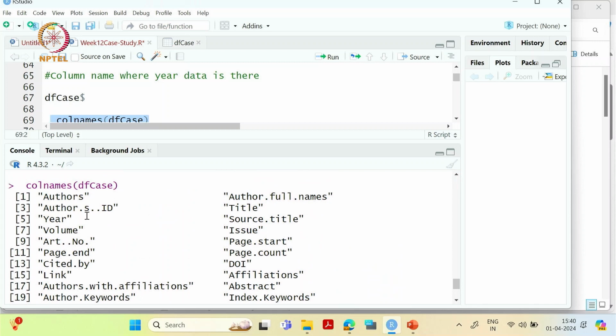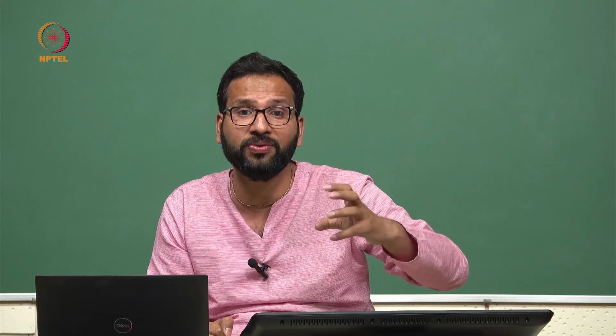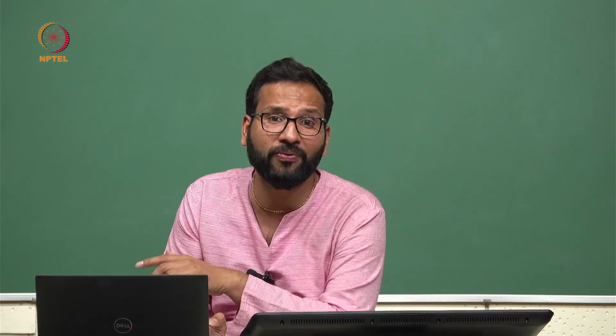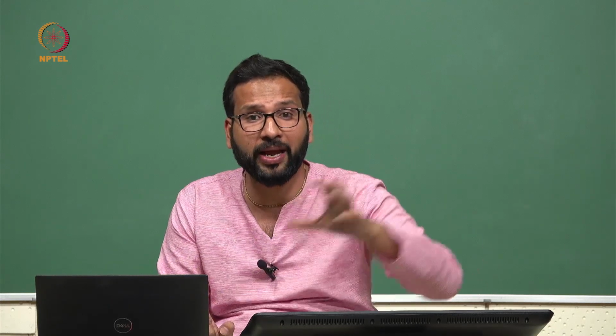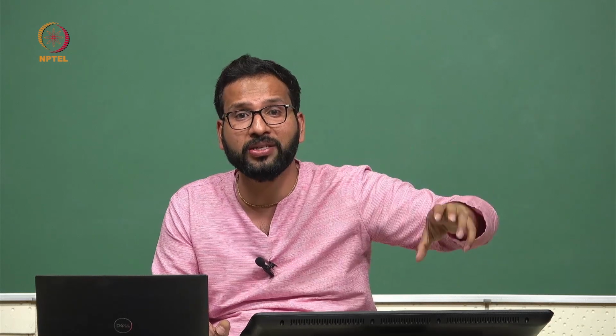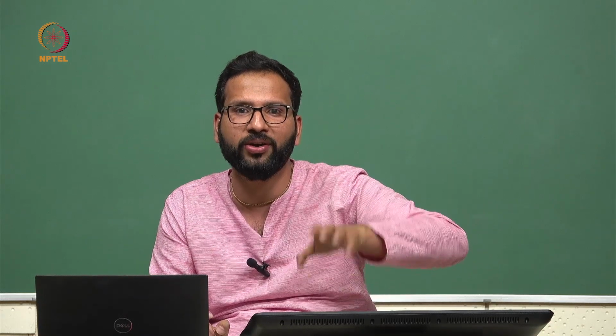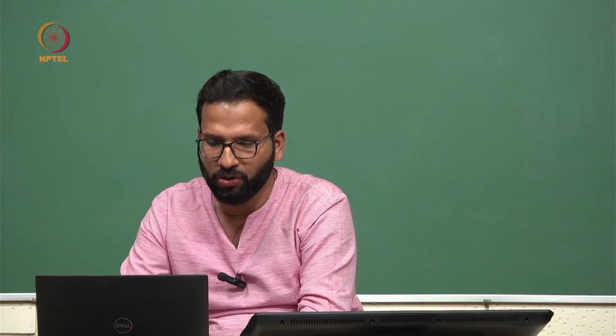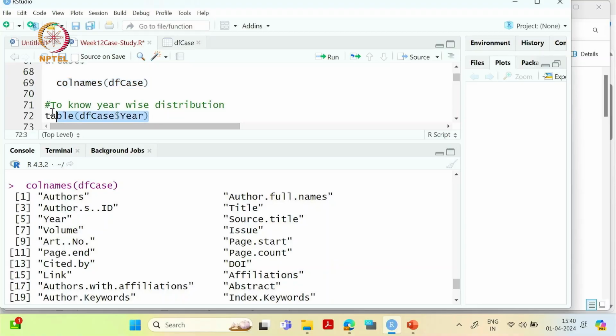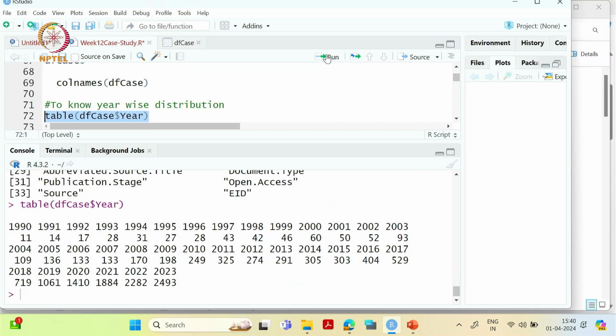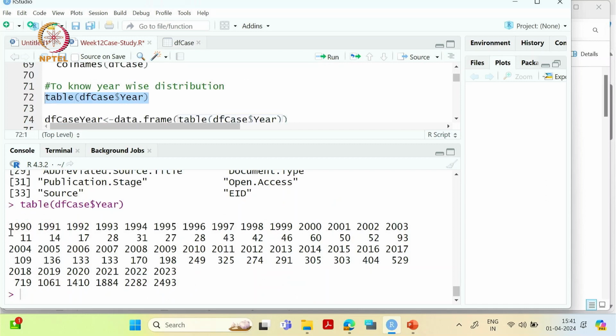Now we need to do the analysis on year, and we need to know how exactly the occurrence of each year is there in that data set. For that we will use the function called table, because table will count the frequency of 2022, 2021, 2019. If we do it like this, the output is 1990 with 11 publications, 1991 with 14 publications, and then 17 publications. So this is what exactly it is representing.